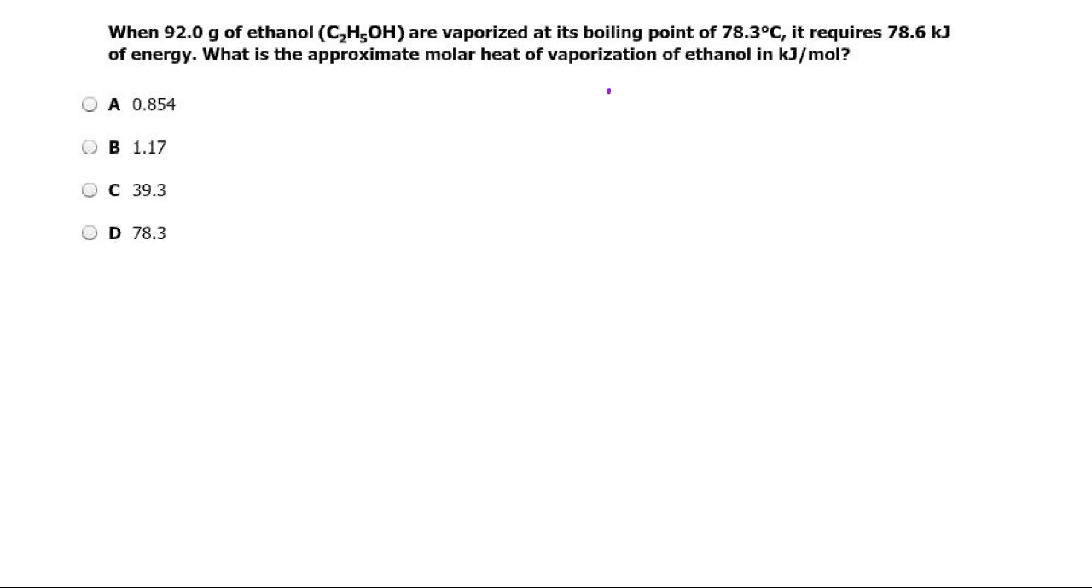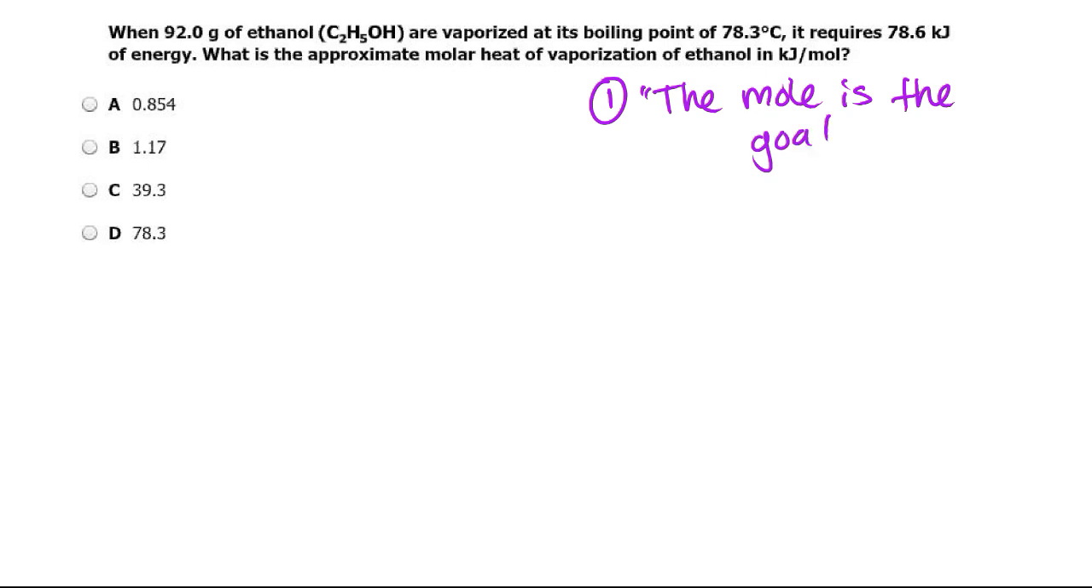The first thing is recognize that the mole is the goal. And if you don't know what to do, take a mass and turn it into moles. I have 92 grams of ethanol. I know that my amount is given to me right now in grams, and then I know that grams and moles are very easy to connect. And I see moles right here.